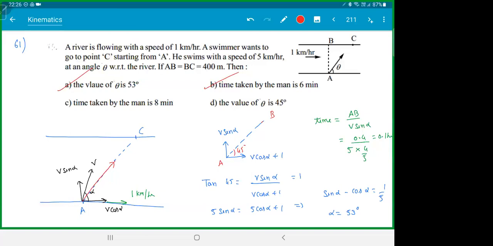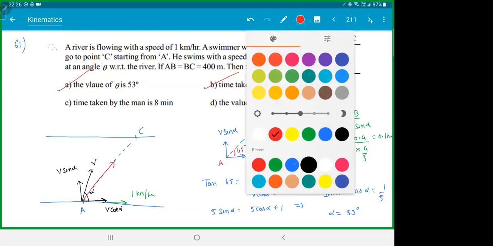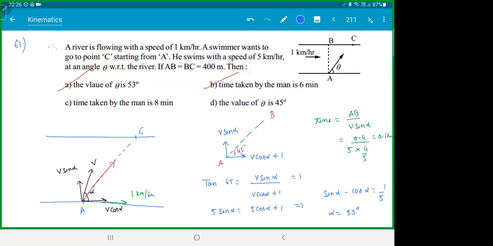Is this clear, everyone? The man is not swimming along AB. He is actually swimming along this black line, but he is going along the red line. So let the man swim at an angle alpha with the vertical, horizontal. All clear with this? Please check. Got this thing? Clear?